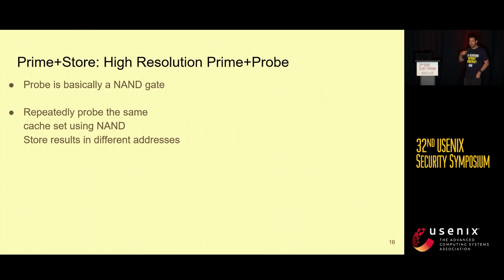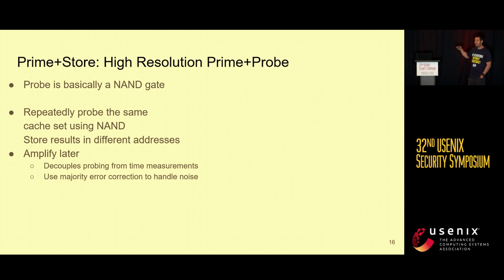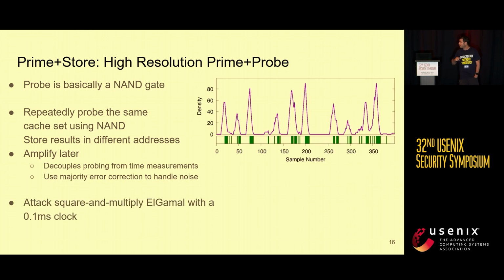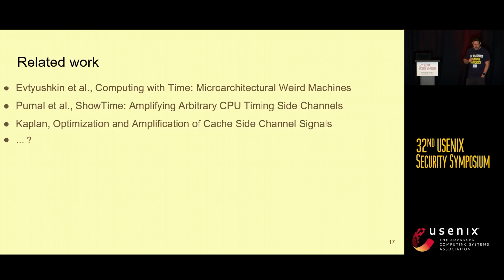We repeatedly, with high resolution, probe the same cache set, and we store the results in different addresses. Then when we finish the attack, we can amplify each and every address. We can use our error correction code in order to handle noise. And we show how we can attack square-and-multiply of ElGamal with a 0.1 millisecond clock, when we batch a lot of measurements together and get the values.